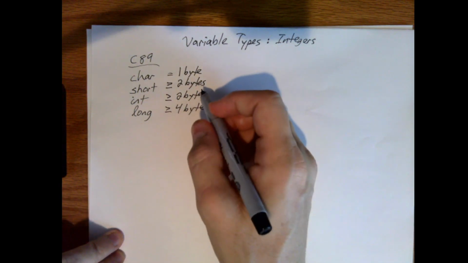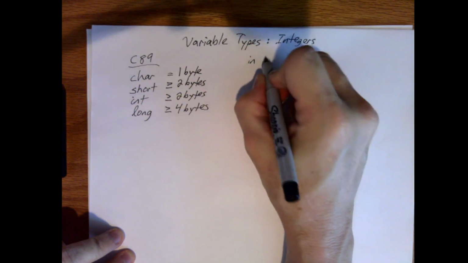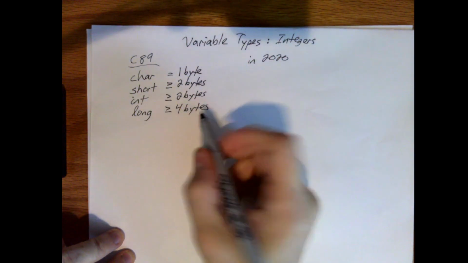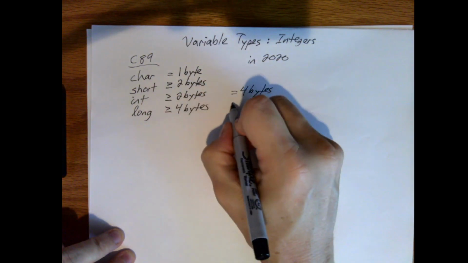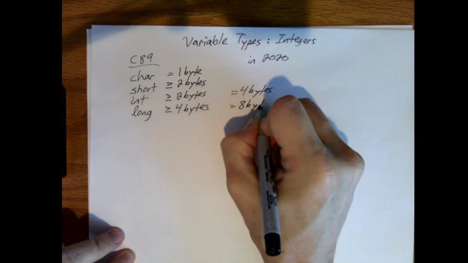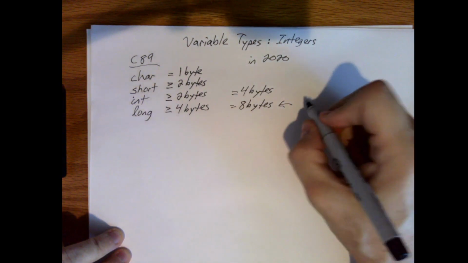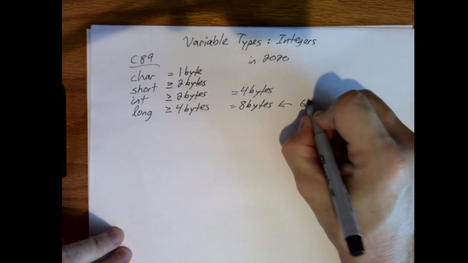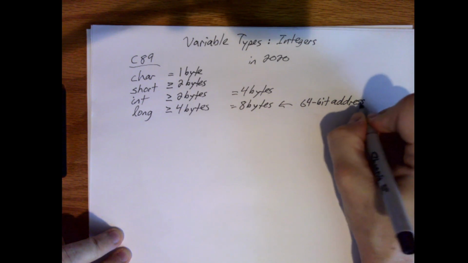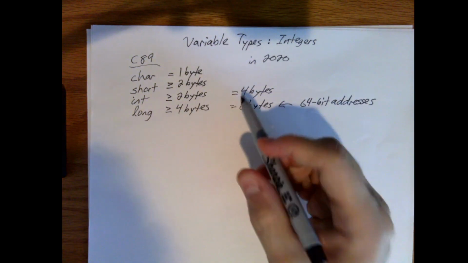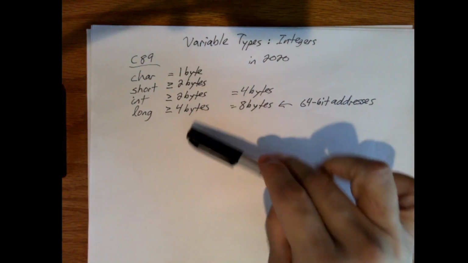In modern computers, though, what you'll typically find is that an int, so I'm writing this in 2020, you find that an int is 4 bytes and a long is 8 bytes. And in order for this to be true, that this is 8 bytes, you need to be using a computer in which addresses are 64 bits, which are 8 bytes.